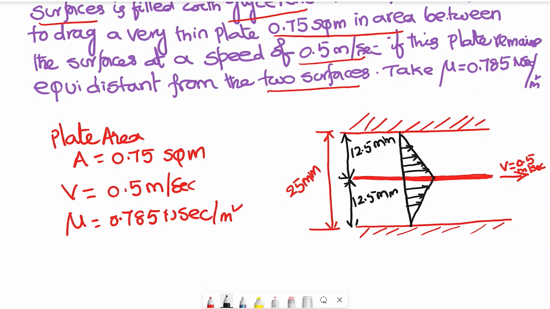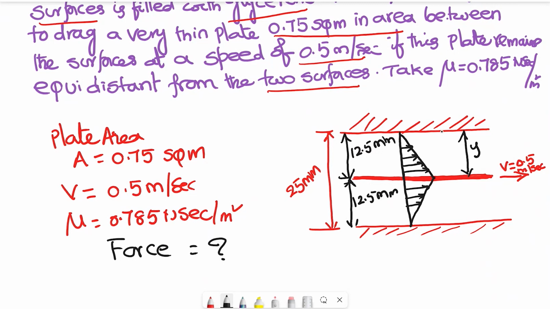Now, what he is asking us is the force, equal to how much? What is the force we have to use on the plate to draw it? So now if I consider what is y for me, this is y. So there are two problems here.